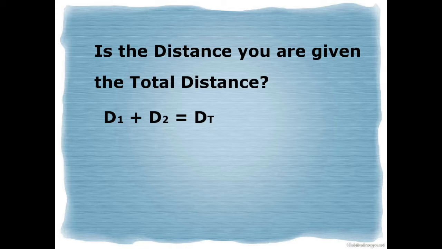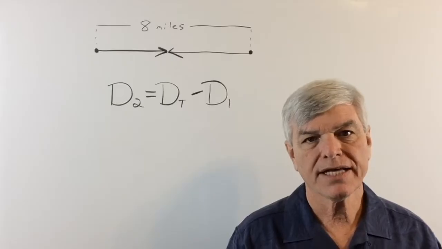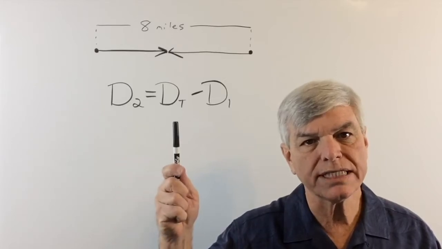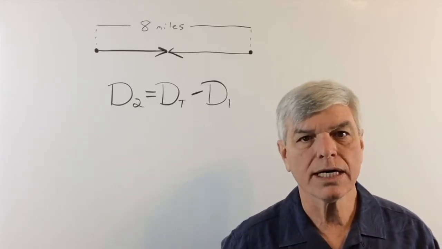So that we can properly use this, we are going to subtract D1 from both sides. Now you could subtract D2 from both sides. It doesn't matter. It really doesn't. But just to make life easy on ourselves, we're going to subtract D1 from both sides, bring it down, and now we see that D2 equals D total minus D1. And that's what I just showed you. D2 equals D total minus D1.